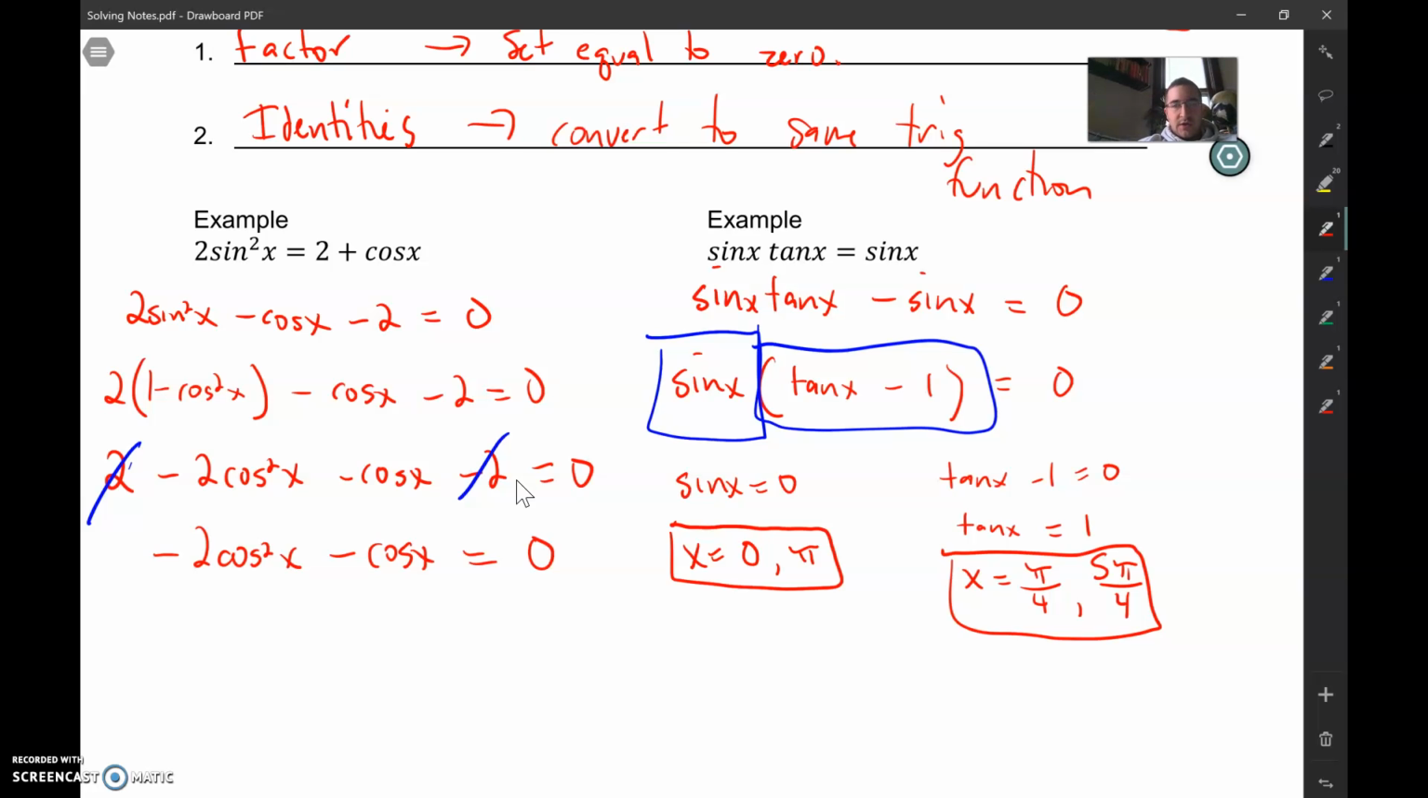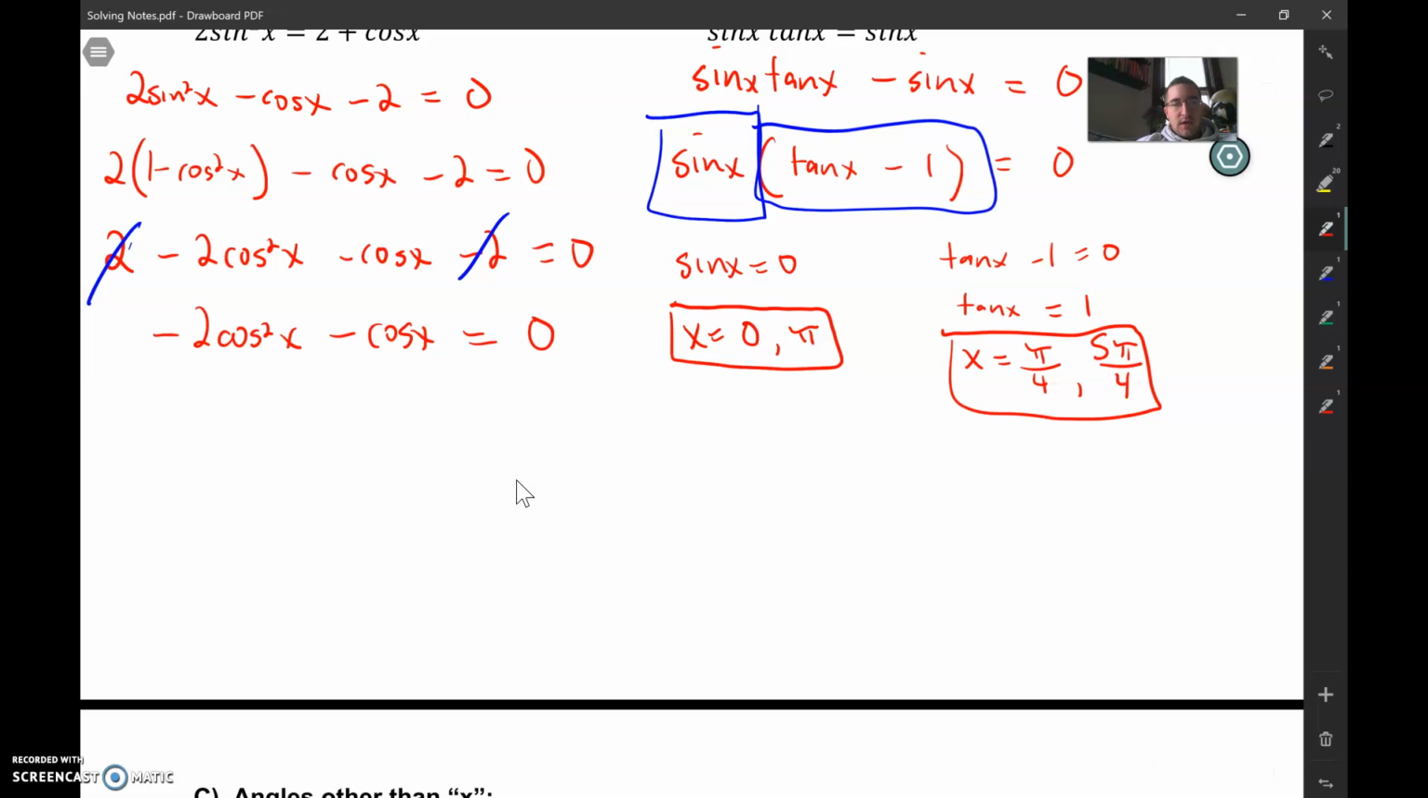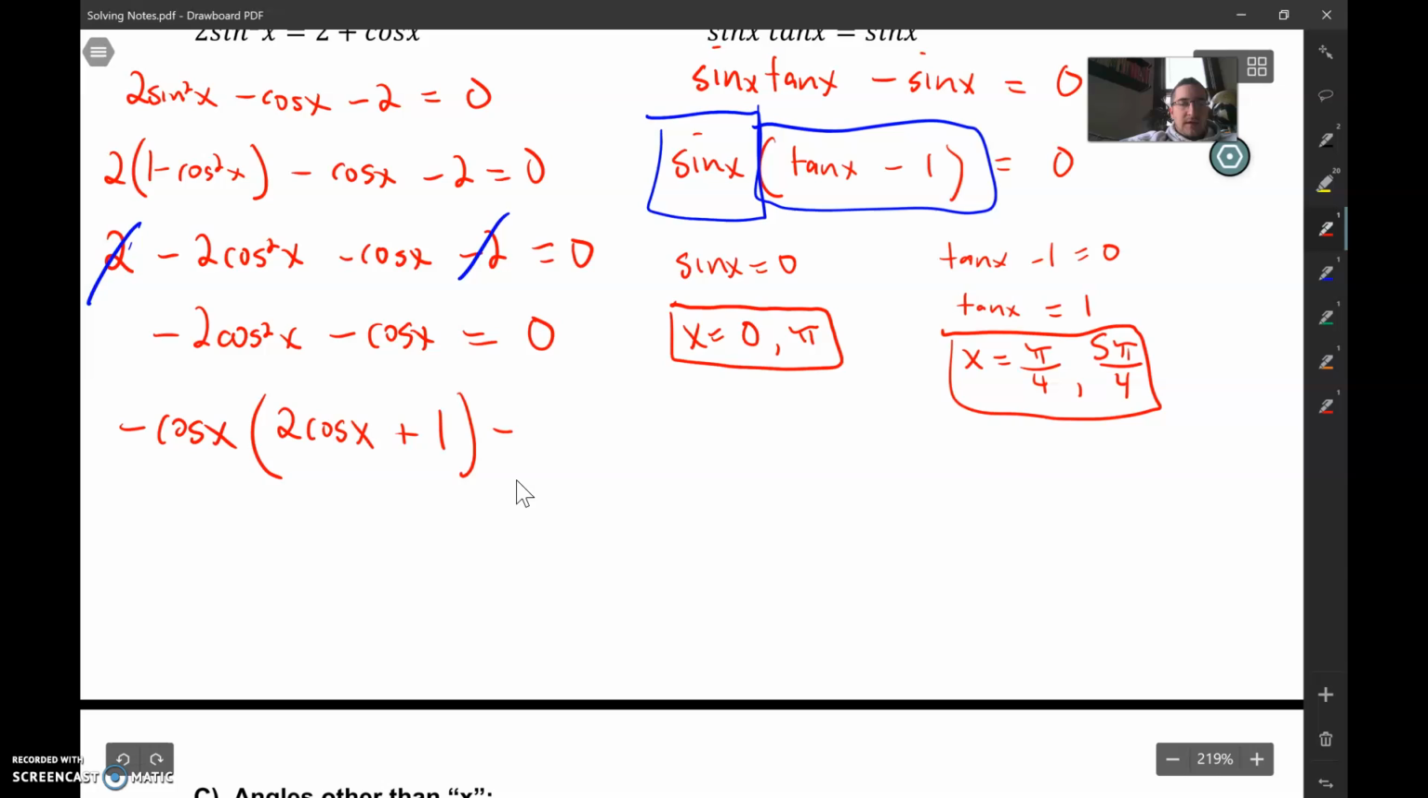We're ready to factor. And what can we pull out? We can pull out a negative 1 and a cosine. So let's pull out a negative cosine. And that leaves behind a 2 cosine? Wait, not squared, just a 2 cosine, plus 1. Let me make sure that works. Negative cosine times this. Yep, that's it. And then negative cosine. Okay, so there, we factored correctly.